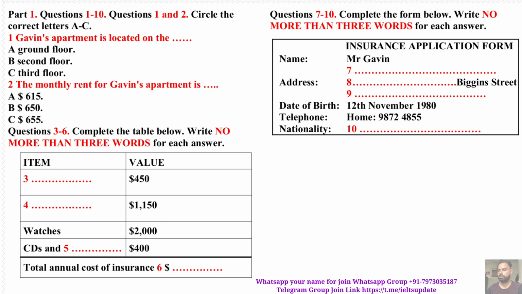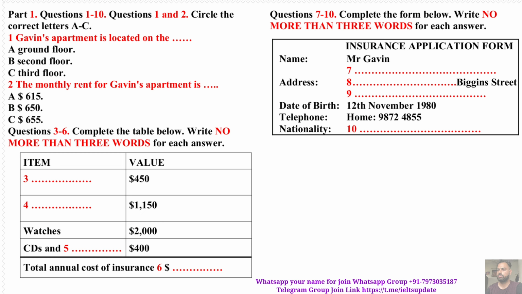Can I arrange the policy over the phone? Sure. Just let me get the details down. So, that's Mr. Gavin Murray. That's M-U-R-R-A-Y. And the address is? It's 16C, Biggins Street, South Hills. Okay. 16C, Biggins Street, South Hills? That's right. It's two words.